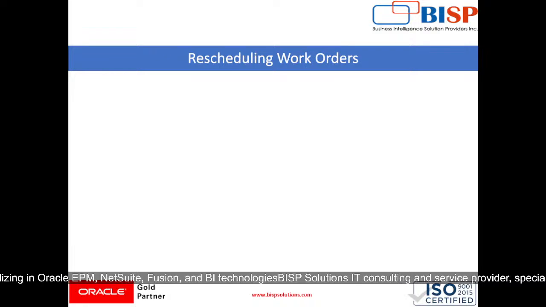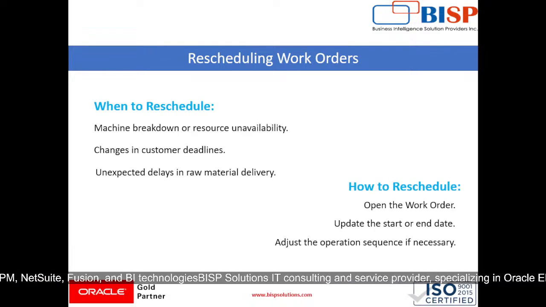Then rescheduling the work orders. When to reschedule? If a machine breaks down, there is resource unavailability, there are changes in customer deadlines, or there are unexpected delays in raw material delivery, then we can reschedule. How to reschedule? Firstly, we open the work order, then update the start or end date, and then adjust the operation sequence if necessary.